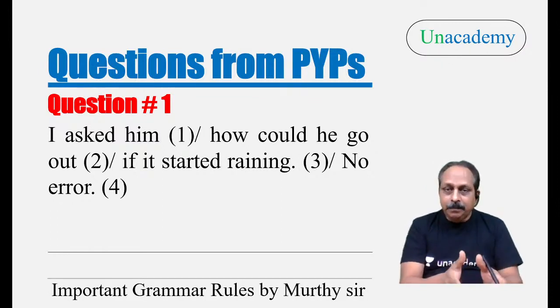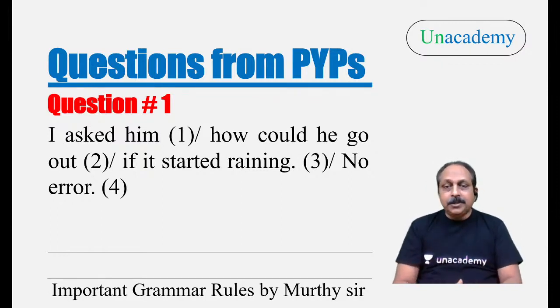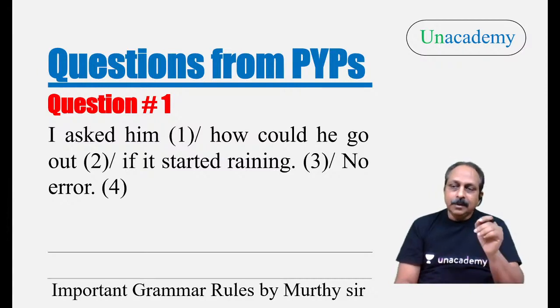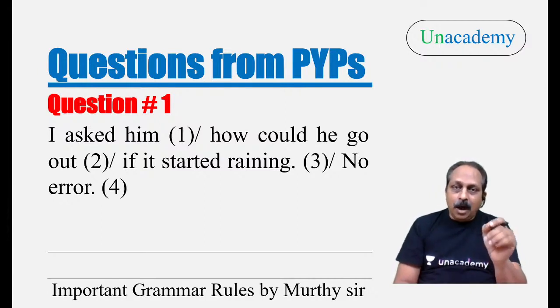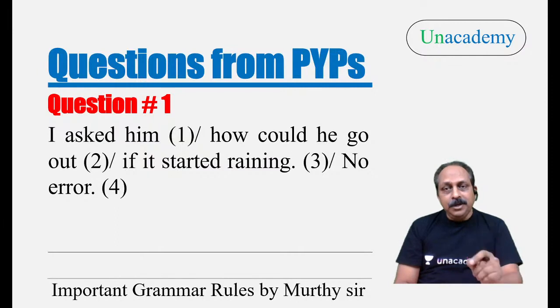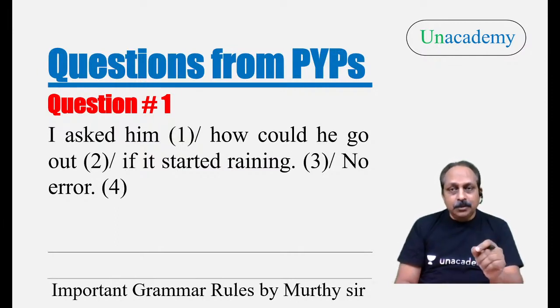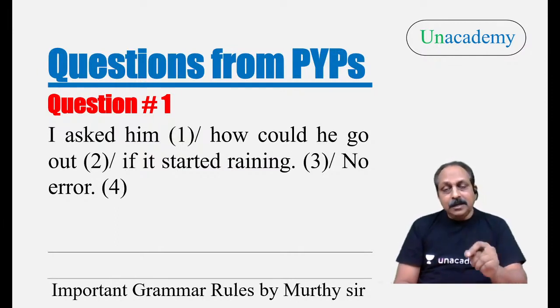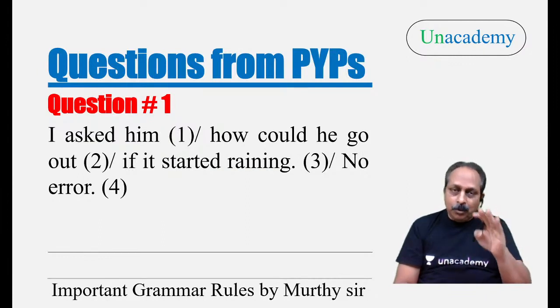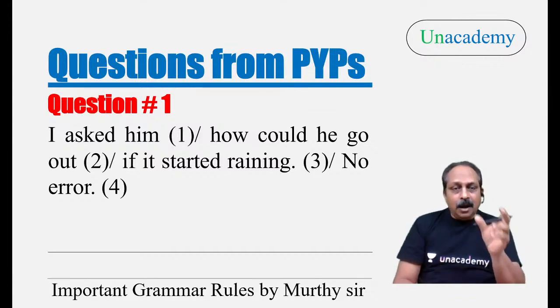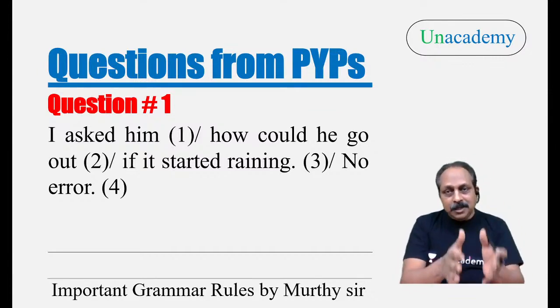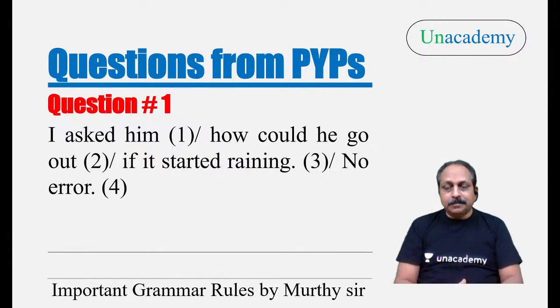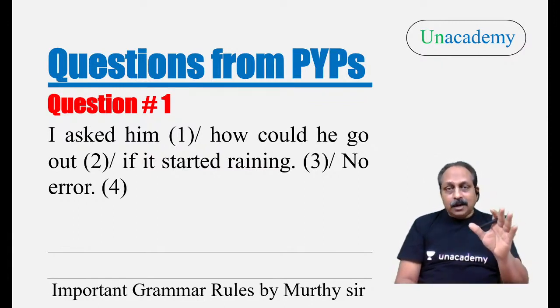So, where is the error? I asked him, how could he go out if it started raining? When you see the word asked, tell yourself immediately this is related to indirect speech. Again, in indirect speech, we have 3 dimensions, 4 dimensions actually: statements, questions, commands and requests, exclamations. Asked, the reporting verb said is changed to asked when it comes to a question. Then there are 5 rules that go with questions in indirect speech.